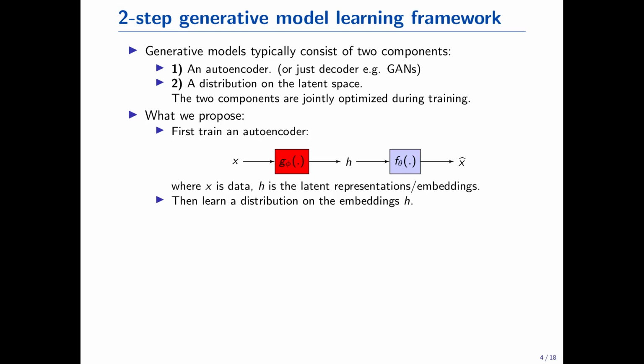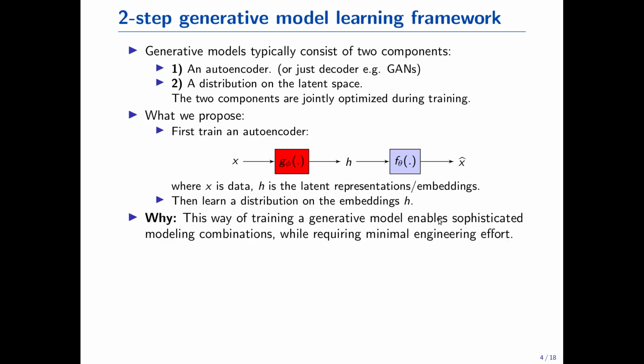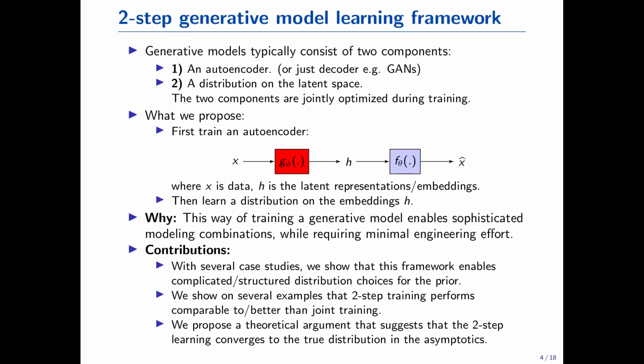That is, we first train the autoencoder, we fix it, we obtain the representations given by it, and then we basically fit a distribution on these embeddings. Why do we do this? Because as we will show with several case studies, this way of learning the model enables sophisticated modeling combinations while it requires minimal engineering effort. So basically, showing this with several showcases is the main contribution of this paper.